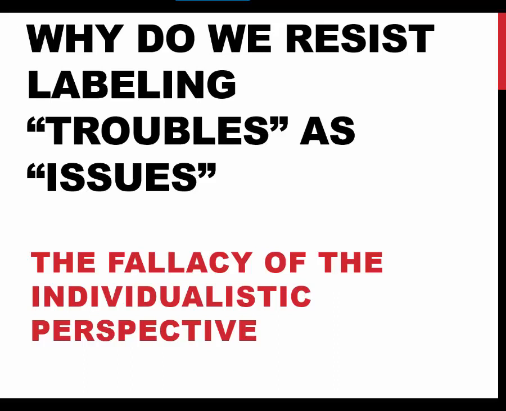because troubles can be much more easily addressed at the individual level, while issues, because they are larger and societal in nature, in order to address them, it goes beyond the individual, and people are sometimes very uncomfortable with this. There's something called the fallacy of the individualistic perspective, and this fallacy is very common in America because we're such an individualistic nation.